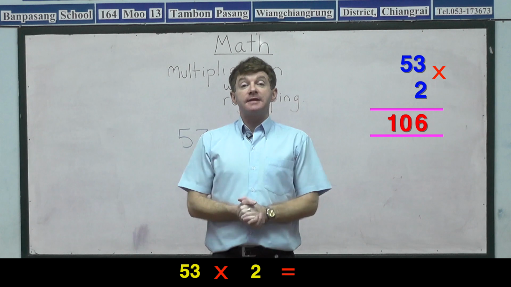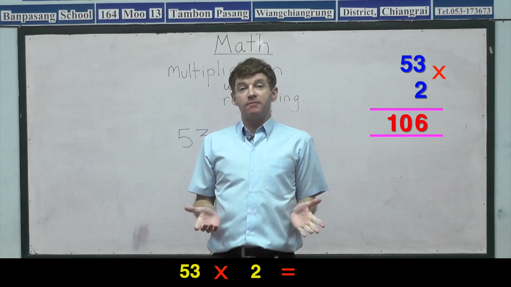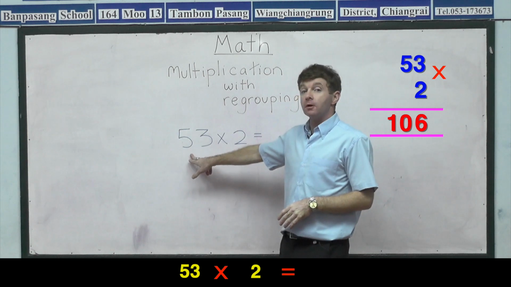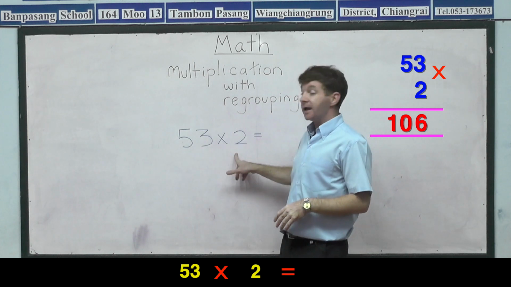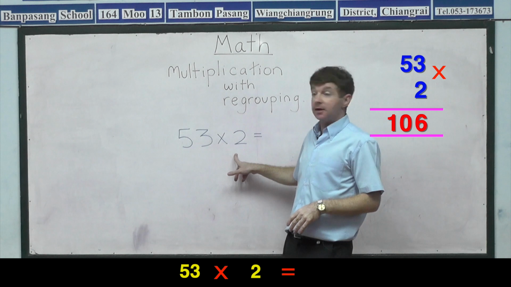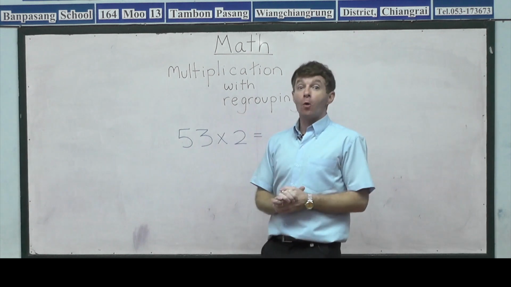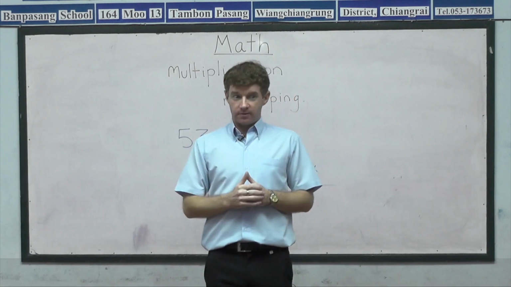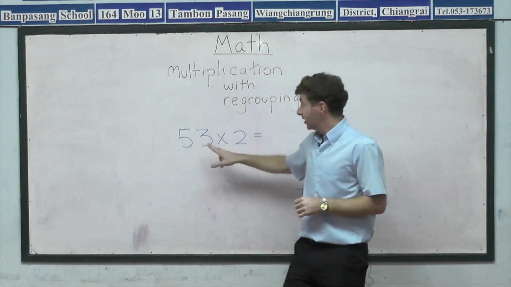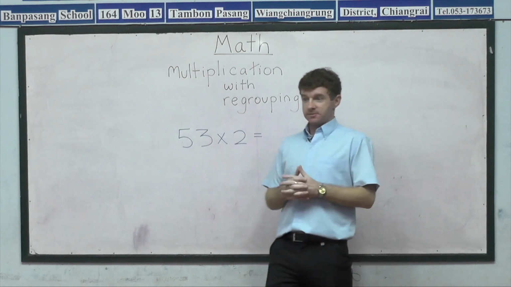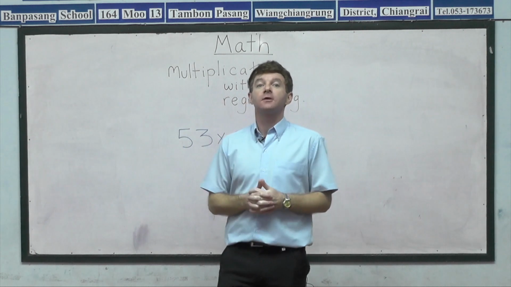So you can see that was a brief recap of the previous lesson when we multiplied 2-digit numbers by a 1-digit number using regrouping. Now we're going to move on a stage further. We're not going to do 2-digit numbers. Can anybody guess what we do next? 3-digit numbers. We'll move on to 3-digit numbers.